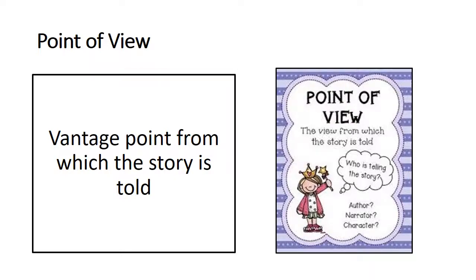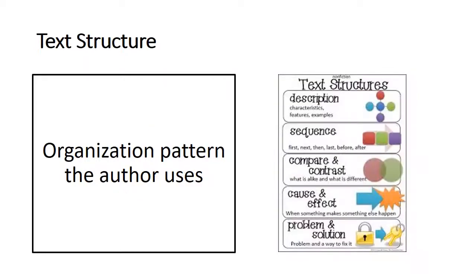Point of view is the vantage point from which the story is told. Who is telling the story? Text structure is the organization pattern the author uses. The author might use description, sequence, comparison and contrast, cause and effect, or problem and solution.